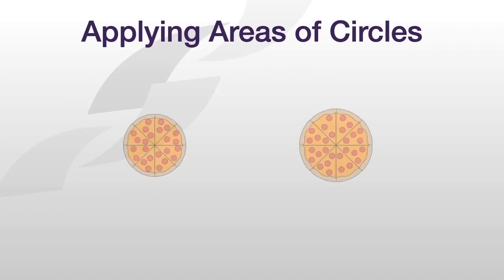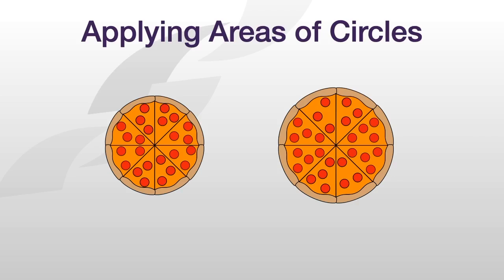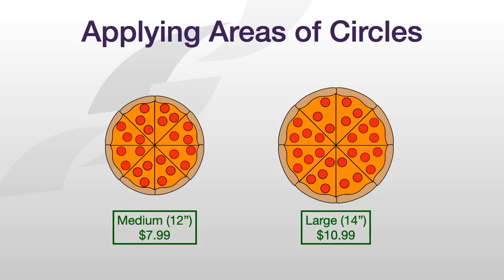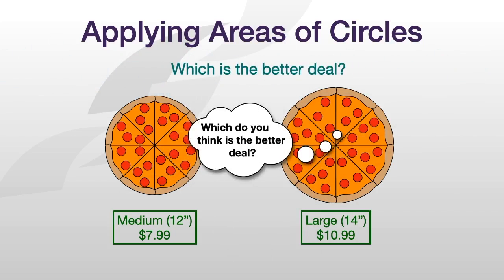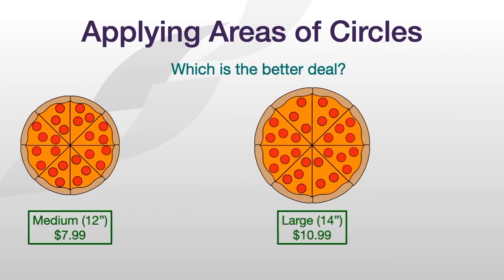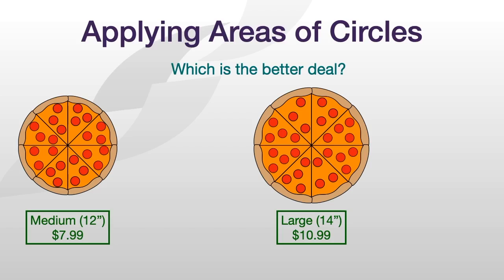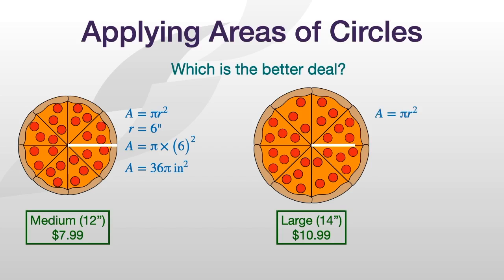For this final example, we'll be comparing pizza prices. A medium pizza has a diameter of 12 inches and costs $7.99. A large pizza has a diameter of 14 inches and costs $10.99. Which do you think is the better deal? Let's compare the areas of the two pizzas. The first has a radius of 6 inches, so its area is 36 pi square inches. The second has a radius of 7 inches, so its area is 49 pi square inches.